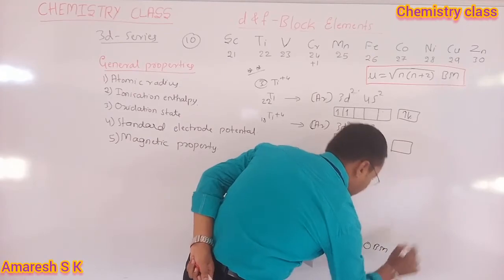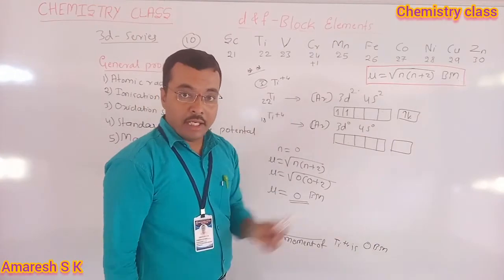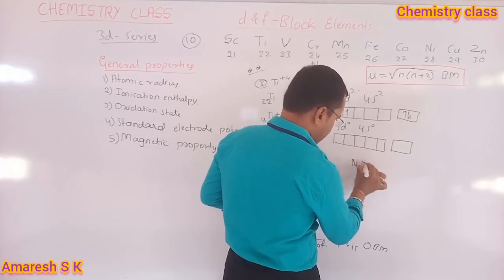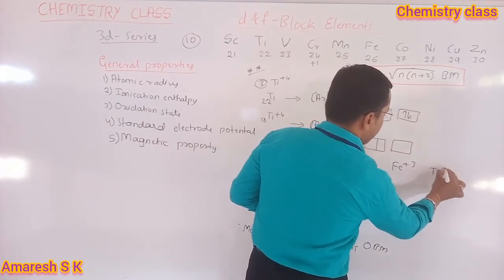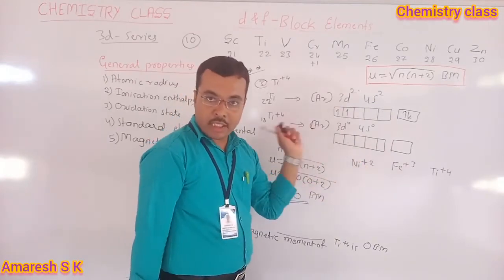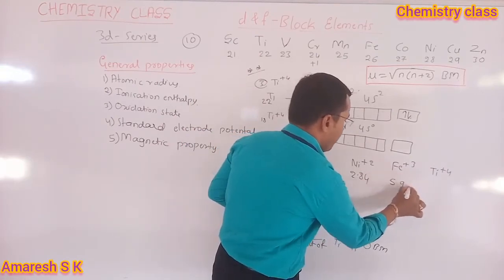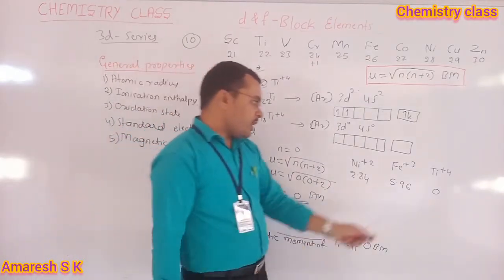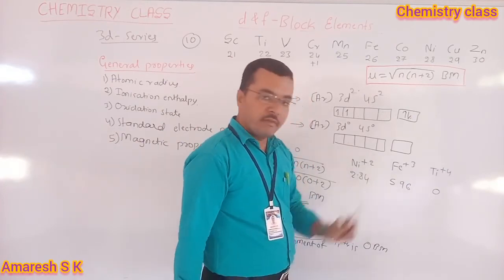0 Bohr magneton. These are some examples for the magnetic moment. Here we have observed nickel plus 2, Fe plus 3 and Ti plus 4. We have calculated the magnetic moment for the 3 elements: nickel 2.84, Fe 5.96, and Ti completely 0. Among these 3 elements, Ti plus 4 is 0, Ni plus 2 is 2.84, Fe plus 3 is 5.96.